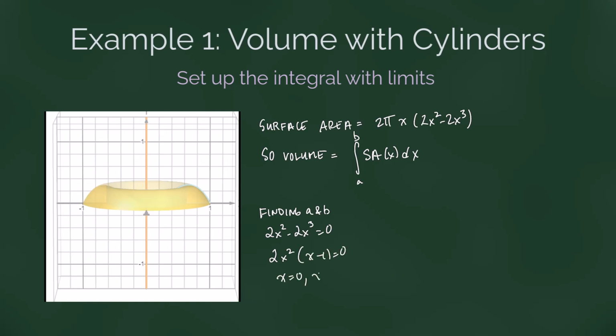So we set that equal to 0 and solve, and we get that x is 0 or x is 1. So our volume becomes the integral from 0 to 1 of 2 pi times x times 2x squared minus 2x cubed dx.